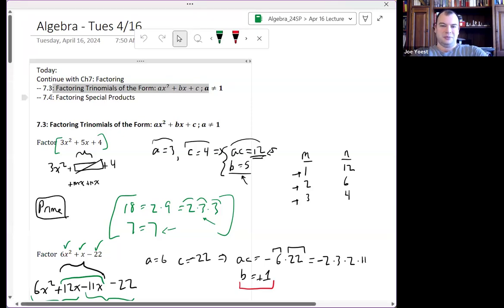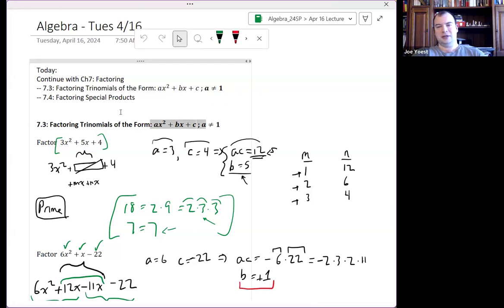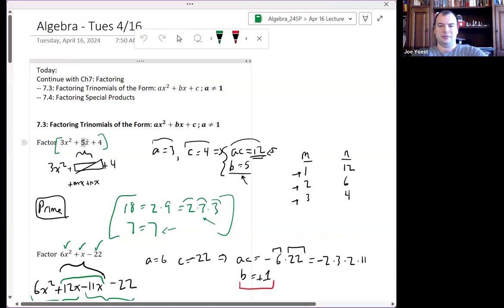And then in 7.3, we had a similar strategy with the AC grouping method. We're looking for two numbers m and n that multiply to a times c and that add to b. But here, m and n don't give us our factorization straight away. M and n tell us how to break up this middle term. And then we can proceed by factoring by grouping.